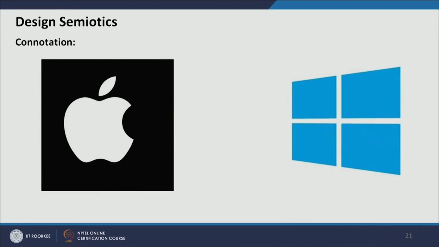Even we can talk about the same apple. So here the denotative meaning, if we think about the Apple logo, is just an apple which is bitten by some person. So it's just an iconic image of an apple. But if somebody knows that this is the logo of a particular brand, Apple, then they will understand this is the logo. This doesn't depict a fruit.